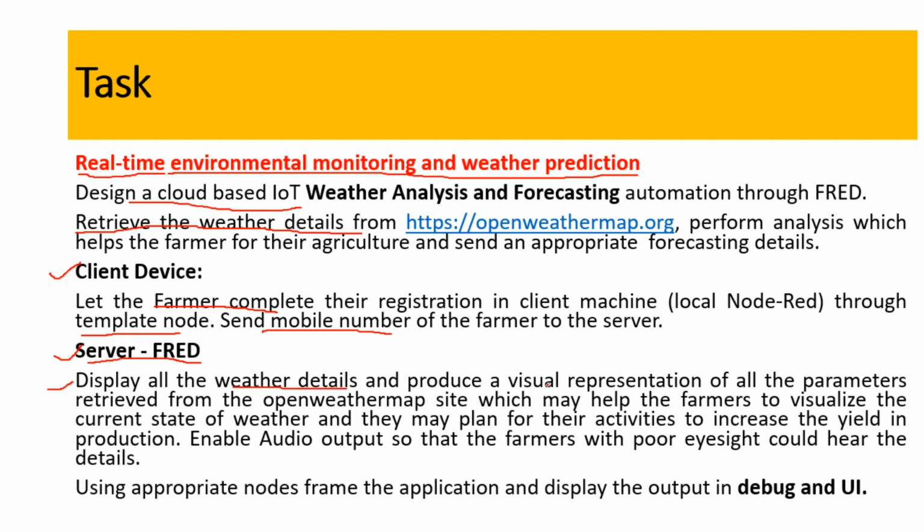In the UI also you produce the details. These details can be retrieved from the OpenWeatherMap site. This may help the farmer to visualize the current state of the weather, and they may plan their activities in order to increase the yield in production. You can enable audio output of the dashboard, so that farmers with poor eyesight can hear the details without seeing the app. So you can use the appropriate nodes to frame the application and display the output both in the debug and in the UI.